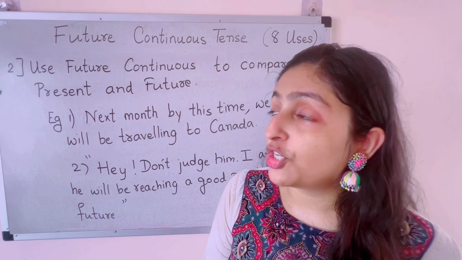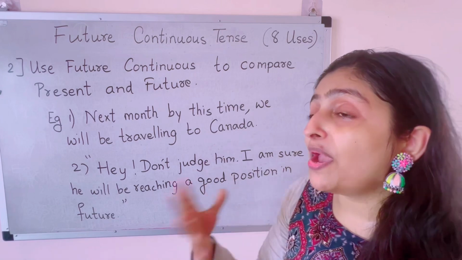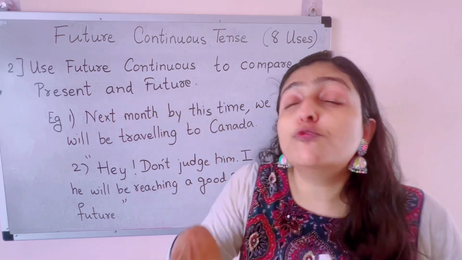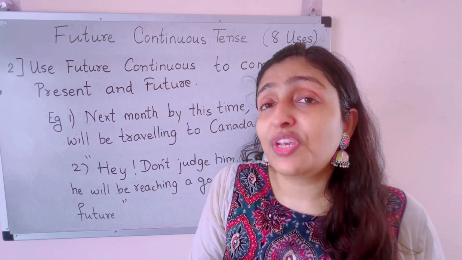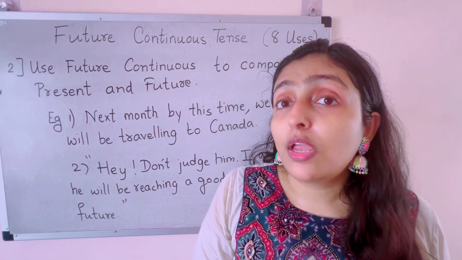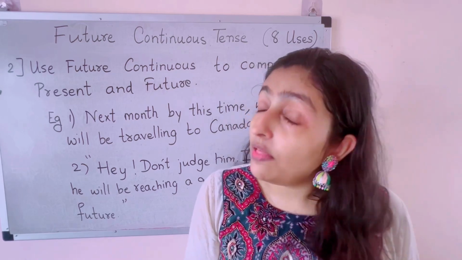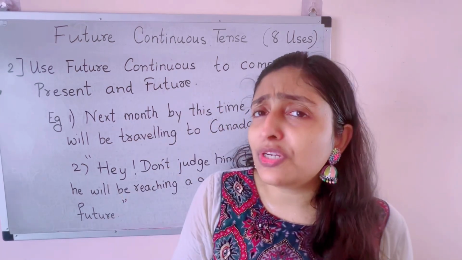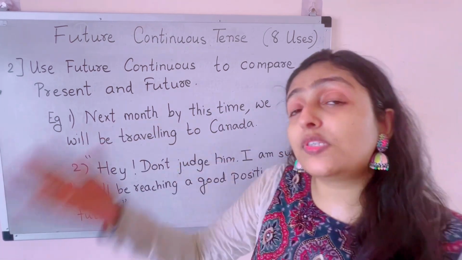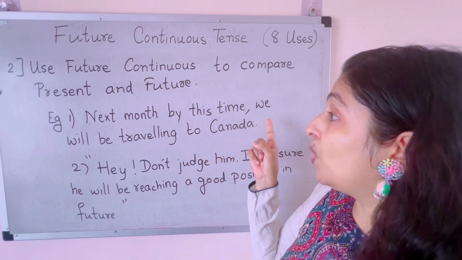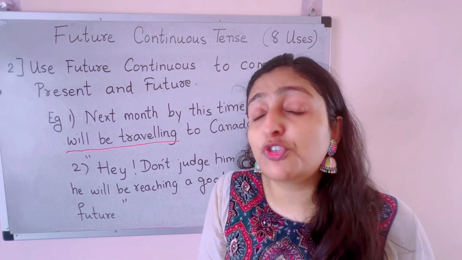Moving on to rule number 2: use future continuous tense to compare present and future, which means you are currently standing in the present, but you are speaking about the future, which is planned, which is scheduled and decided. In that case, you can use future continuous tense. Have a look at the examples. Example 1: next month by this time, we will be traveling to Canada. Will be traveling is in future continuous.